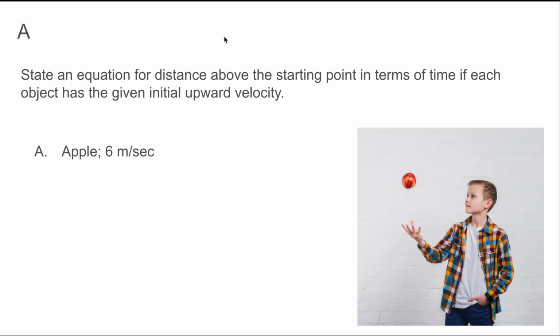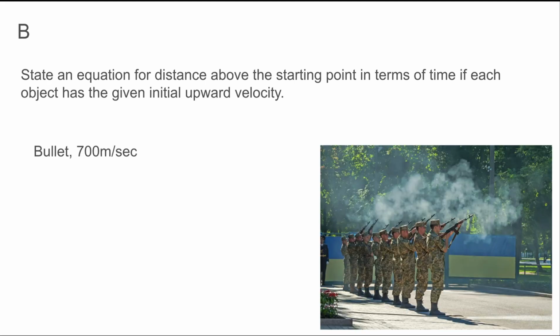So let's look at A in our book. This is our first example, and it says, give an equation for distance above the starting point in terms of time if each object has the given initial upward velocity. So basically it's saying upward velocity. That means something is giving it a big force to go up. And then it's going to calm down because of gravity. So if you throw an apple at a speed of 6 meters per second, let's use our formula, distance. We have 6 meters per second, so 6 goes in that R section for the rate, times t minus 5t squared.